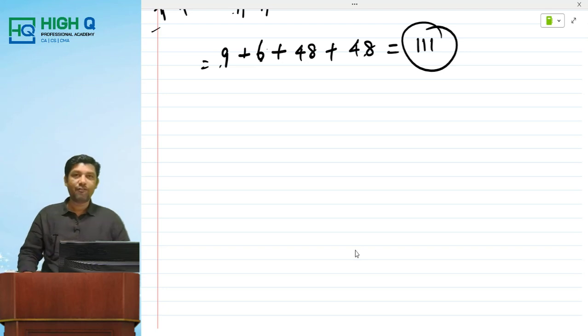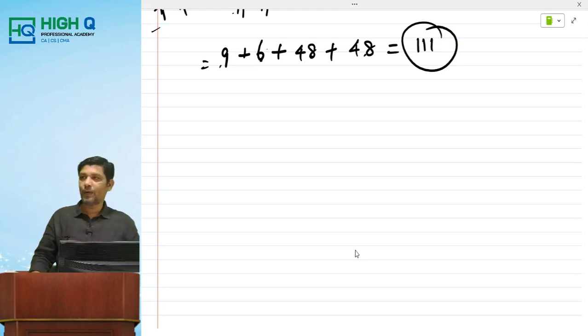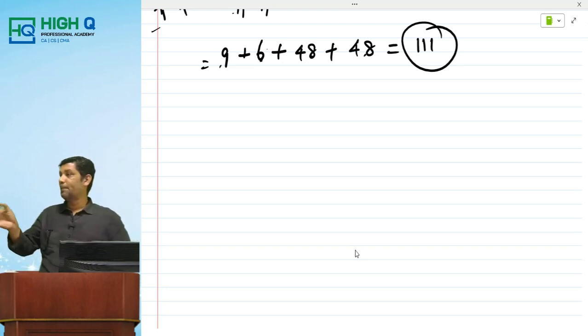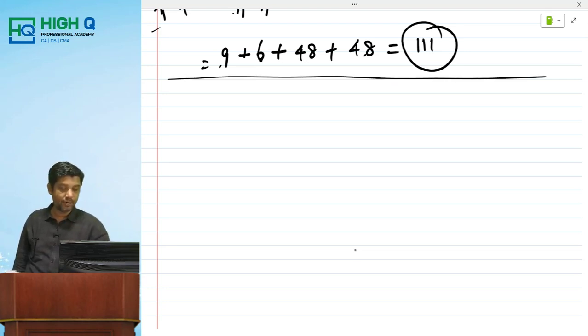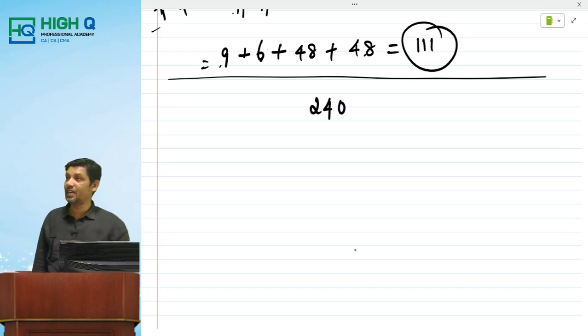Fine. First, sum number 12 from exercise 5D, number of different factors. Let us understand the meaning of factors first. For example, 240, I am going to find out number of different factors of 240.